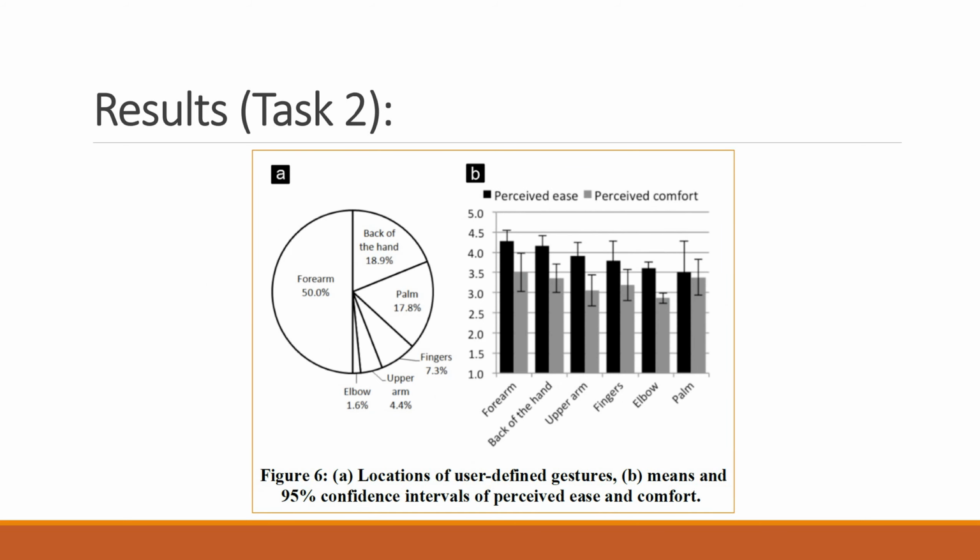The second task that we looked at was where these modalities are actually performed. And 50% of the time, you'll see that the forearm was the area that was most likely used. Upper arms and elbows were not convenient and did not provide many of the physiological properties, and therefore were the lowest scores. And specifically in the palm and back of hand, those were used specifically whenever privacy or precision was needed.